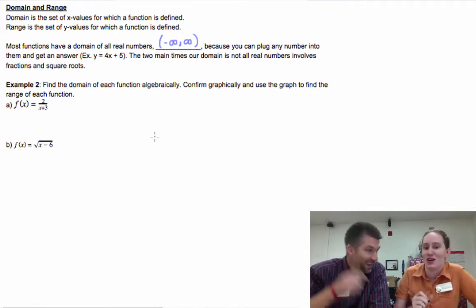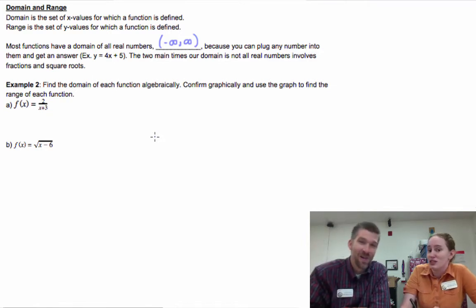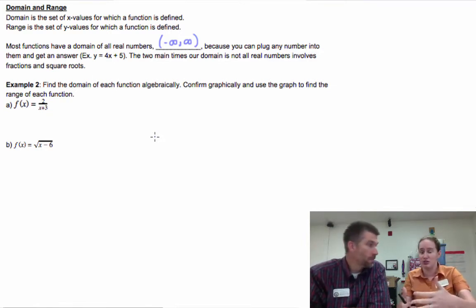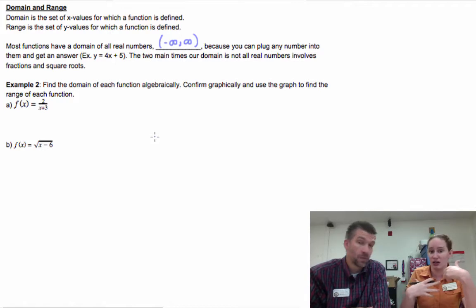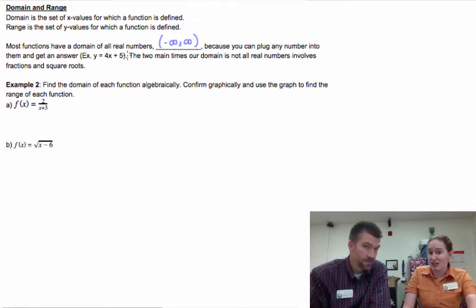The reason it's negative infinity to positive infinity is because you can plug any number into whatever equation you have and get an answer out. Any number. You can put in 57 million and get an answer for it. Negative 238,327 trillion, you can put it in and you can get an answer for that.